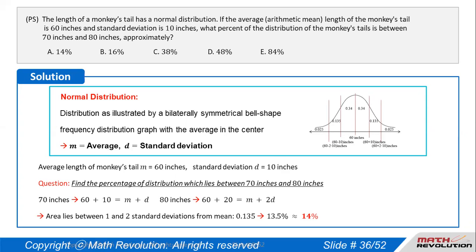So, indirectly or directly, how much portion are you covering? Can you tell about this? So, 34 and 13.5. So almost covering would be 14%. The area that lies between 1 and 2 standard deviations would be about 14%.